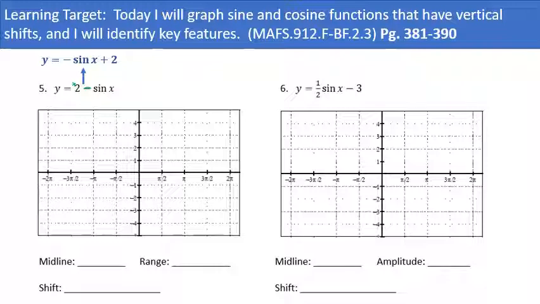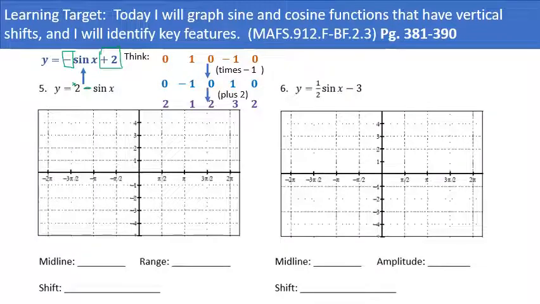Okay, so it is sine. So the first thing we're going to do is think 0, 1, 0, -1. Well, what's the next piece we've got to deal with? The next piece is this negative out here. So multiply everything times -1, so all the signs change. Then we're going to add 2, so add 2 to each of these points. And we end up with 2, 1, 2, 3, 2.